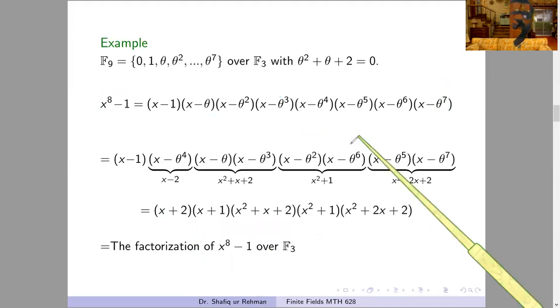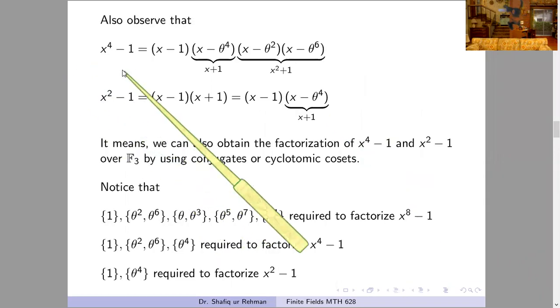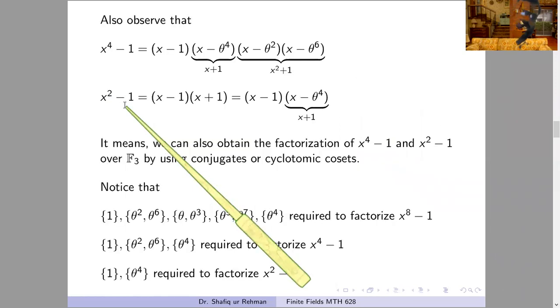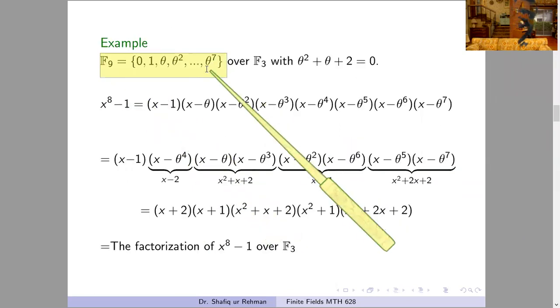And now let us note another thing: x power 4 minus 1 is a divisor of x power 8 minus 1. So all the roots of x power 4 minus 1 will also belong to this set.